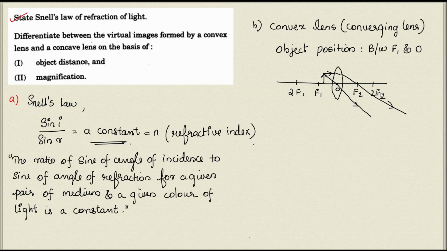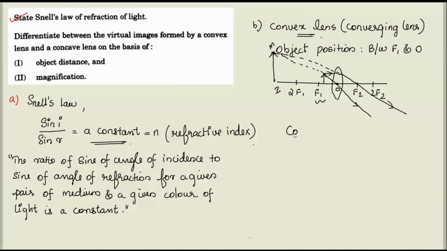So the rays are not meeting anywhere on the other side of the lens. But when you extend back these refracted light rays, you can see that they will meet at a particular point on the same side as the object, and that gives the image position. Now this image is highly enlarged, virtual and erect. So when the object distance is between F1 and the optic center, the image formed is virtual and erect. This is the case of the convex lens.